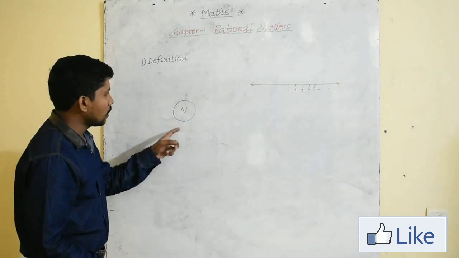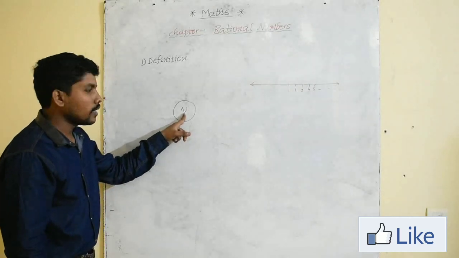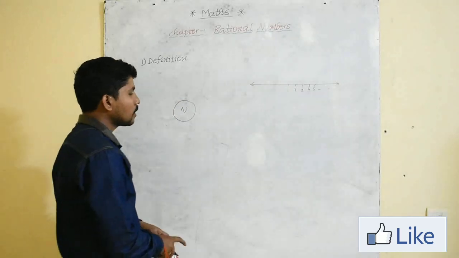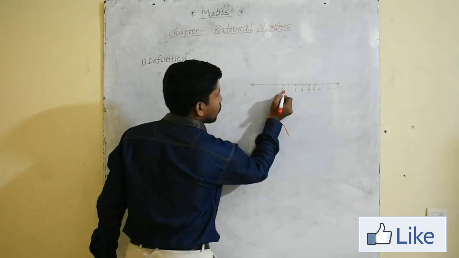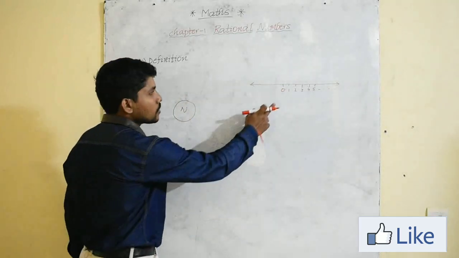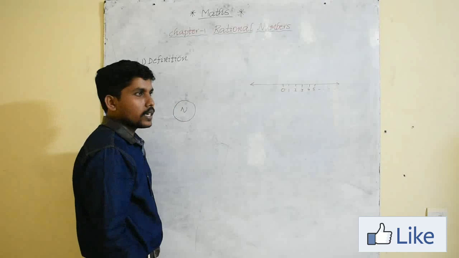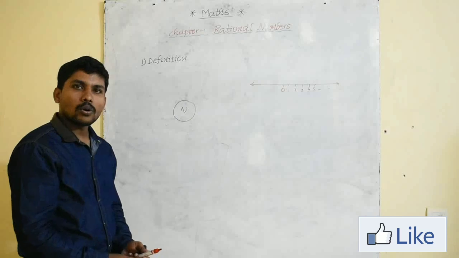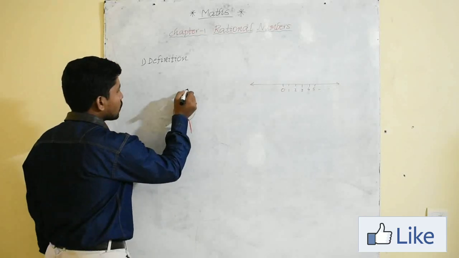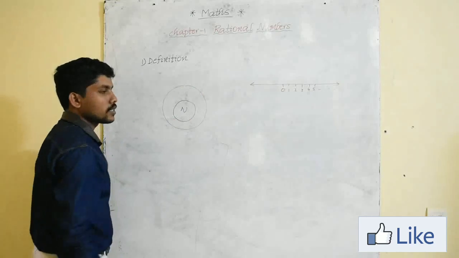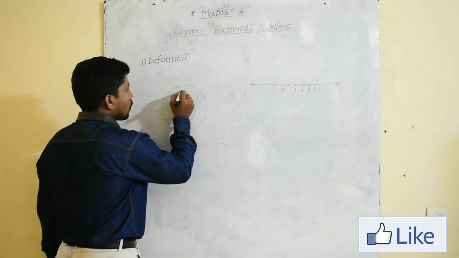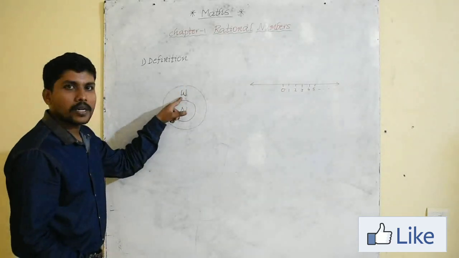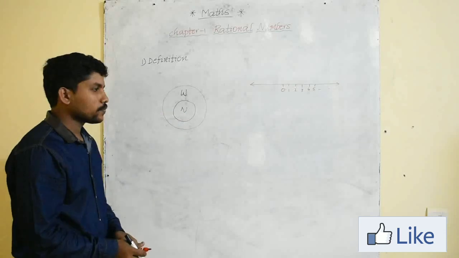So I am taking a circle denoted by capital N. This N denotes all the natural numbers. In the same number line, if I include 0, then all these numbers are called whole numbers. So if you observe here, these natural numbers, if I take 0 along with them, are called whole numbers, and these whole numbers are represented by capital W.